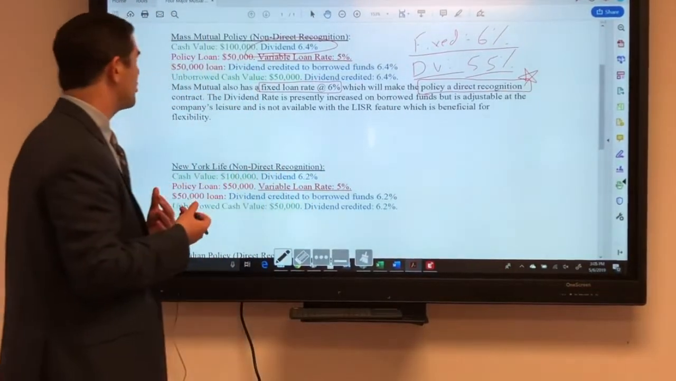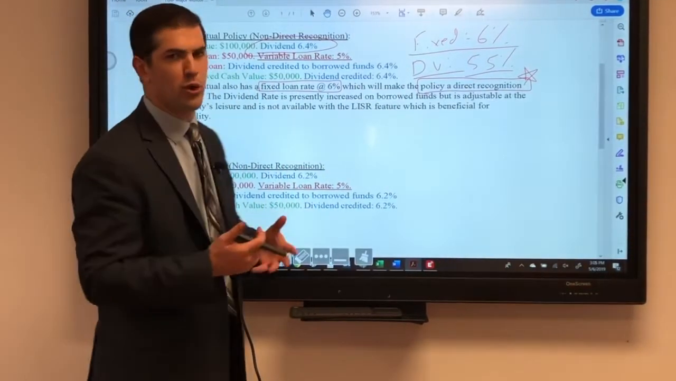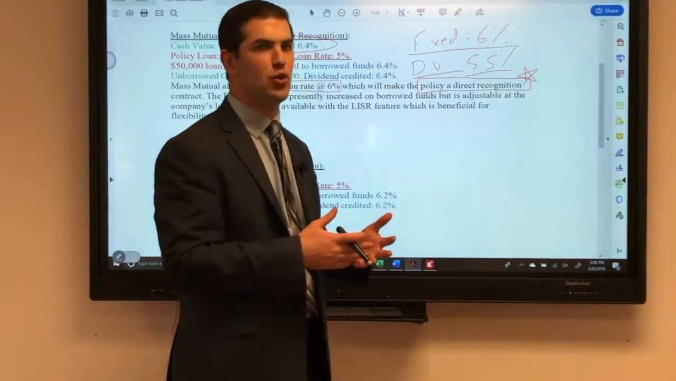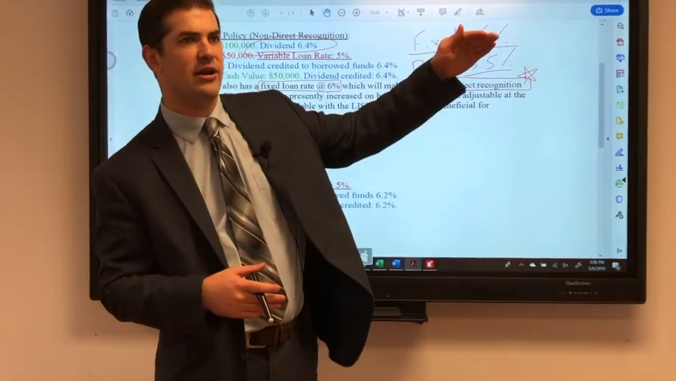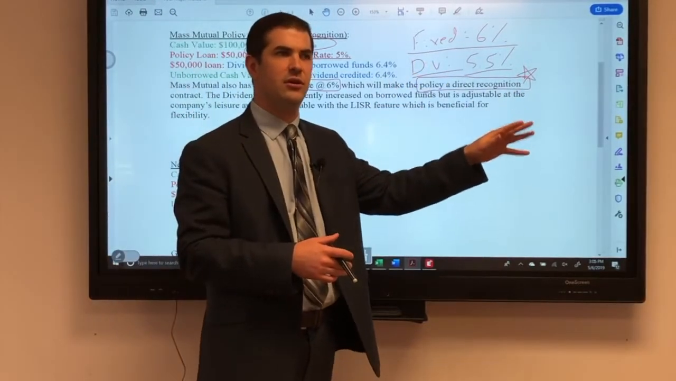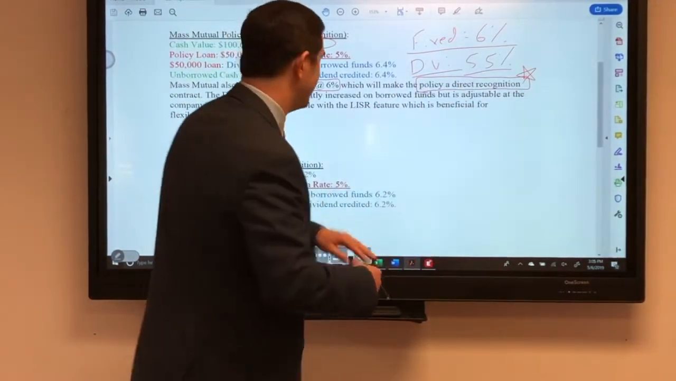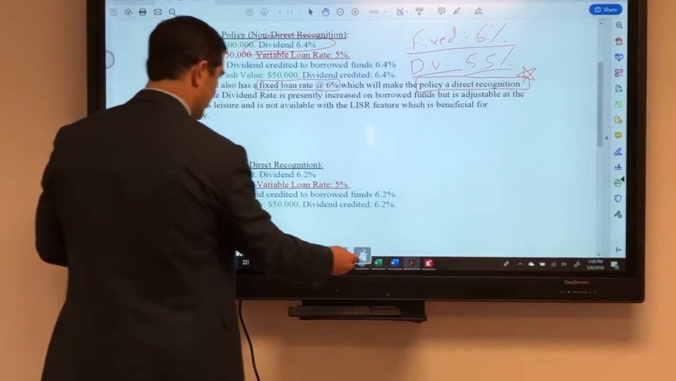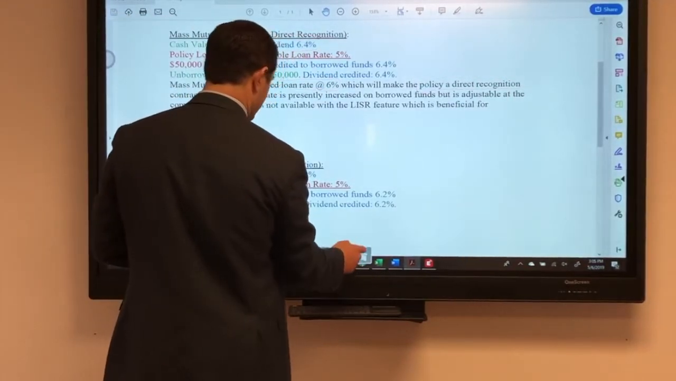So typically, when we're looking at Mass, usually we're going with a variable loan rate, especially due to the fact that the dividend rate has been higher, anywhere from 1 to 1.5 points higher than the loan rate. Dividend rate on average has been higher than the loan rate. Let's progress on.